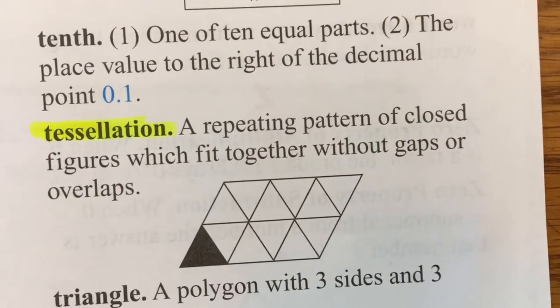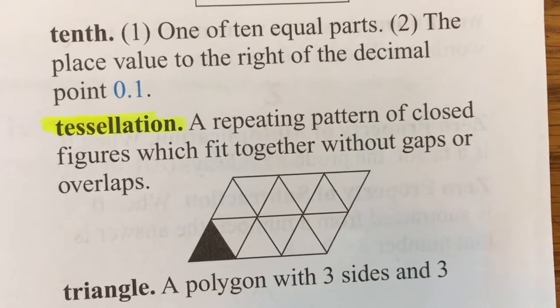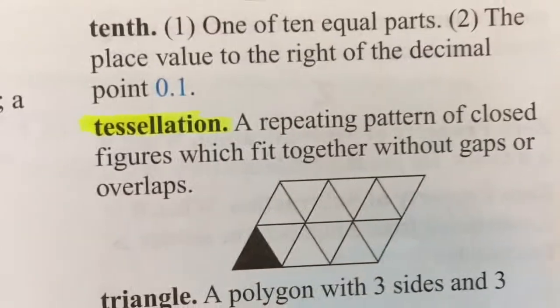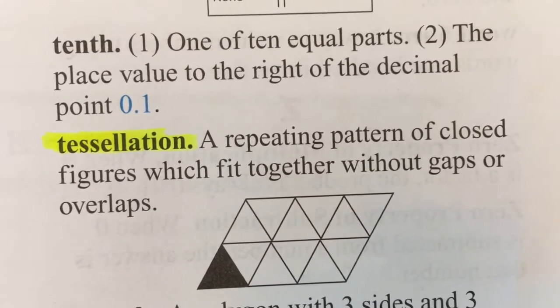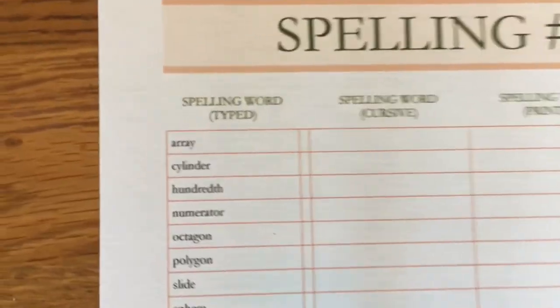So this was interesting. A repeating pattern of closed figures which fit together without gaps or overlaps. And that's actually a fun project to do, is to cut out shapes and match them up like that and create different patterns. And then we have vertex. So back to the spelling.